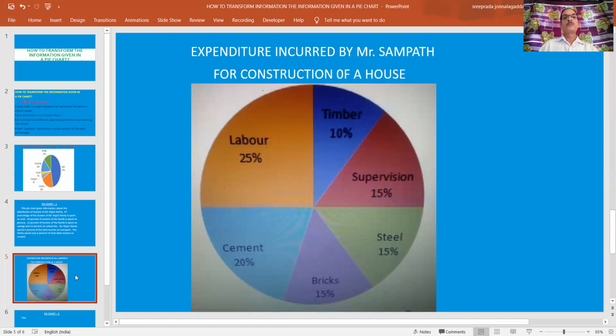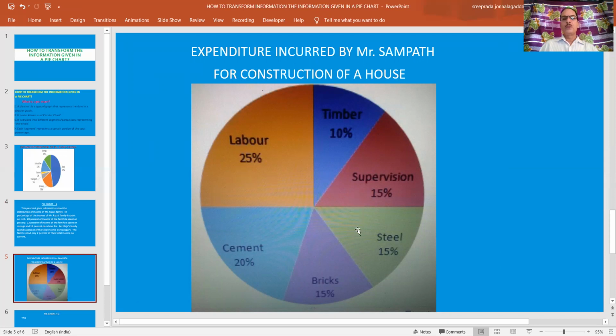Now, similarly, let us have a look at another pie chart. Look at this pie chart. What does this pie chart show? It is also divided into segments because a pie chart is always divided into segments representing some items. Here, the pie chart shows the expenditure incurred by Mr. Sampath for construction of a house. He spent some money for construction of a house. So this information should also be changed into a paragraph.